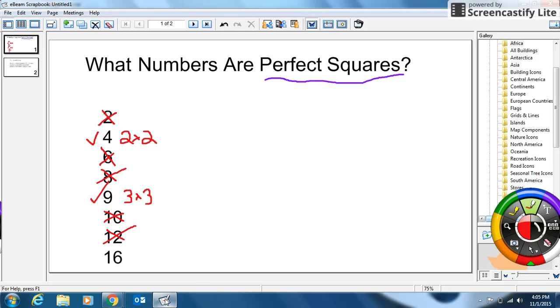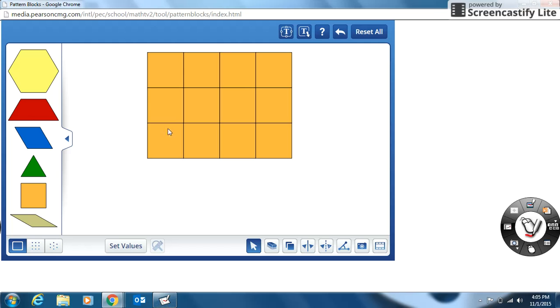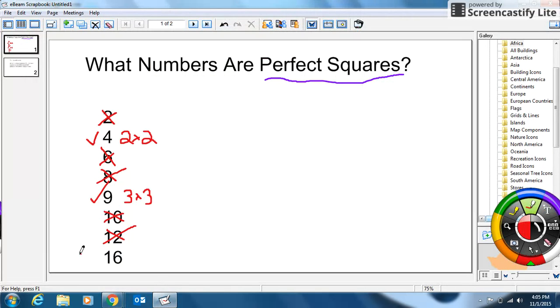Let's try 16. Okay, so we have 1, 2, 3, 4, 5, 6, 7, 8, 9. We got 12 there. Let's add 13, 14, 15, 16. Oh, I see something here. Let's see if this works out. It might work out. Hey, it did. Look at that. Is that a square? Yeah, 4 equal sides. 4 by 4. We got right angles in each corner. So guess what? 16 is an example, and the square was 4 by 4.